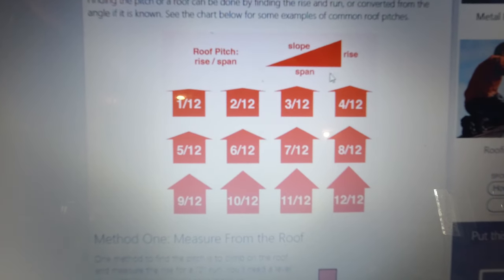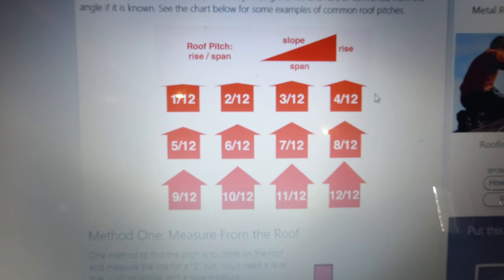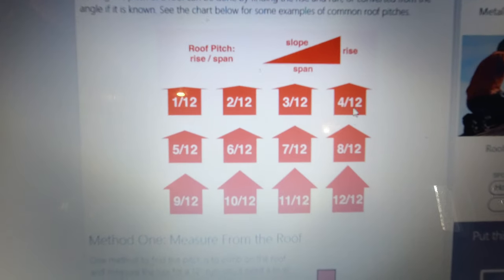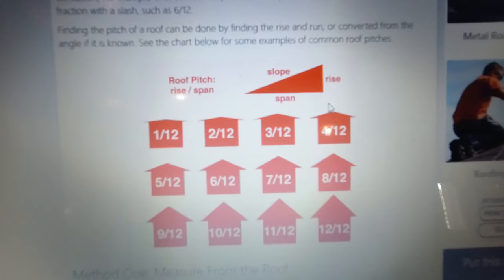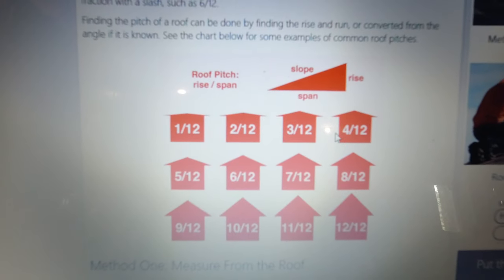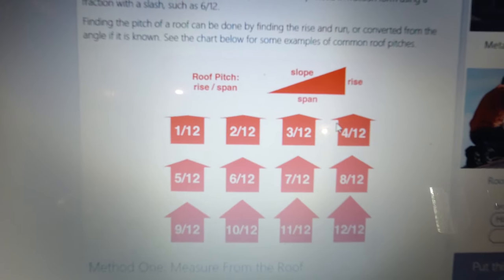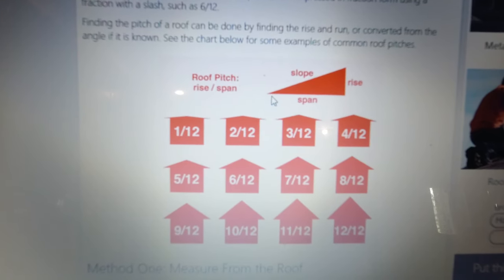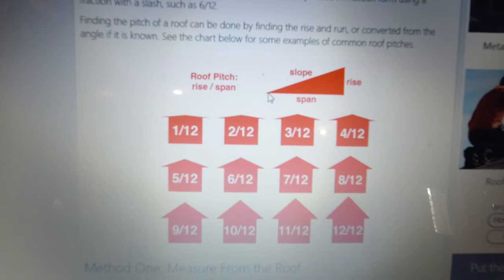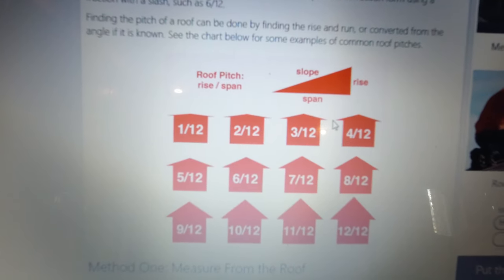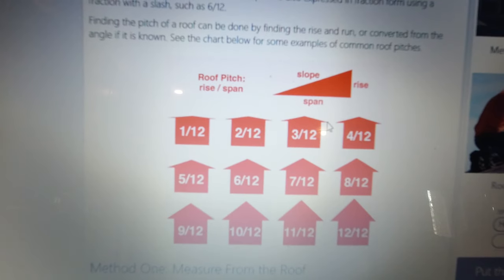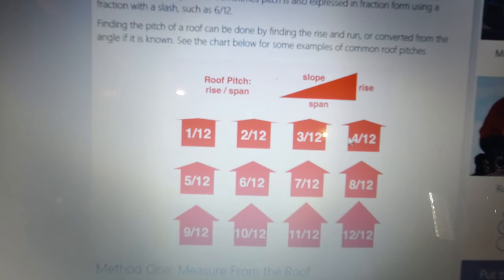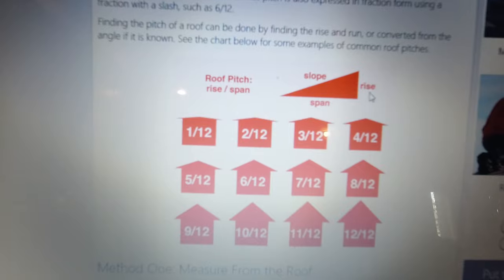Here I decided to get the 4 to 12 roof pitch, which means for every 12 inches of run, the roof would rise 4 inches. Since I have a 72-inch span, half of it would be about 36 inches, or 3 feet, from this point to that point. So I would multiply 4 times 3, and it would give my roof a rise of 12 inches.